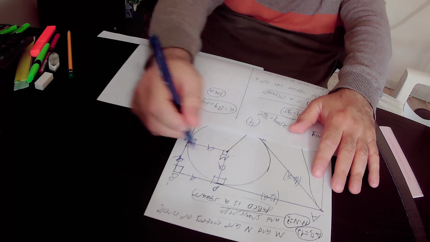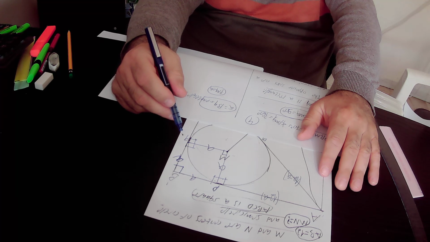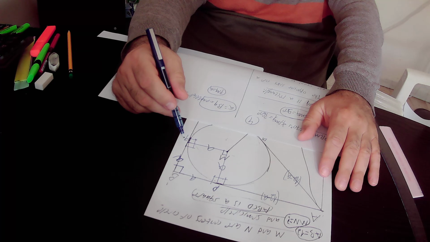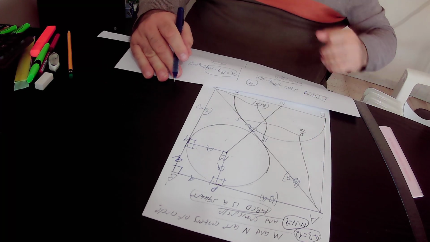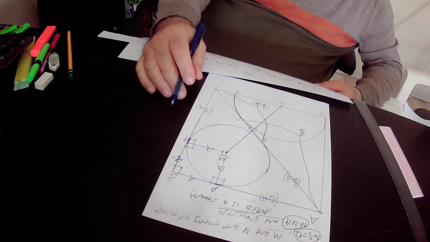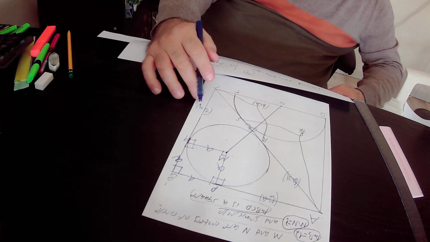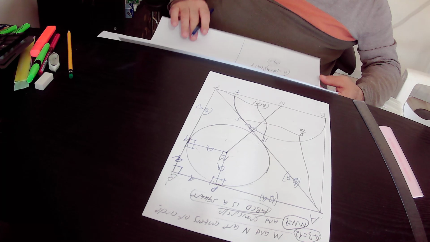So we actually found out that PBMQ is not just a rectangle, but it is a square. Okay? And in the next step, we will focus on the right triangle, triangle ABC, the big right triangle, triangle ABC.